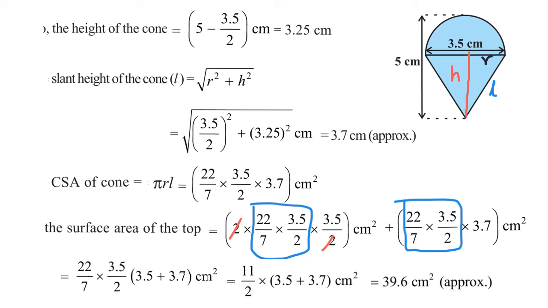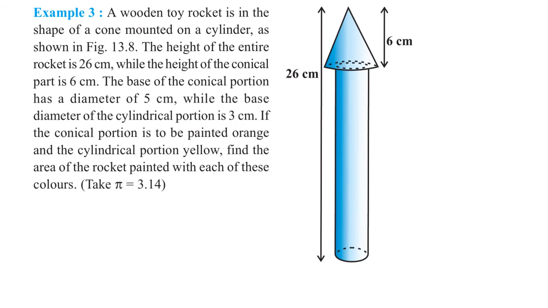Pretty easy problem. The only thing is you need to break it into parts, solve each part separately, then add the areas of the two parts together. You will get the answer. Great going. Let's move on to the next example and see how we go about solving that. The idea remains the same. Let's try to solve this.